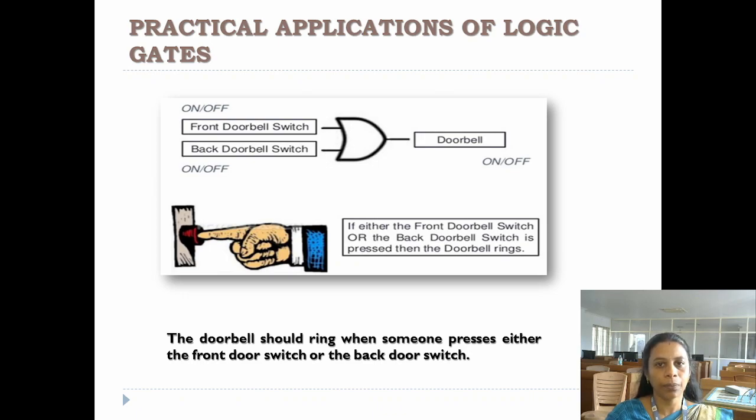And next, the application of an OR gate, which is given by the doorbell switch. Here we have two inputs, represented as a front doorbell switch and a back doorbell switch. If any one of the switches is operated, the doorbell should ring. Whether it is the front doorbell switch or the back doorbell switch, if any one of the switches is activated or made high, it should ring the bell. So this is the application of an OR gate.